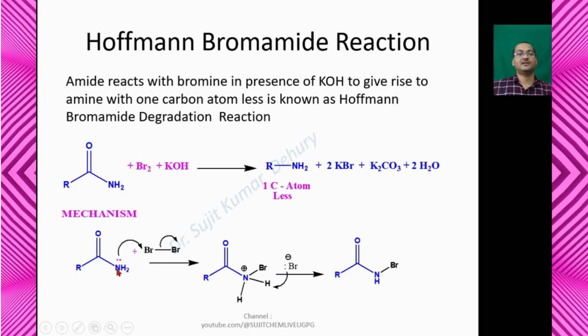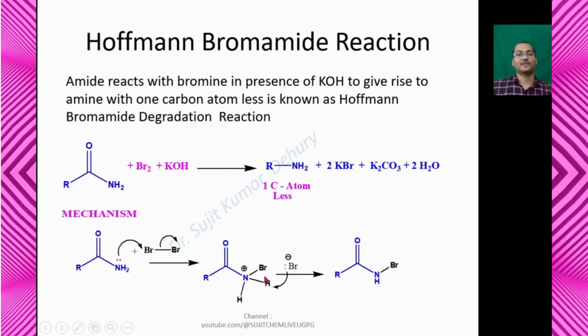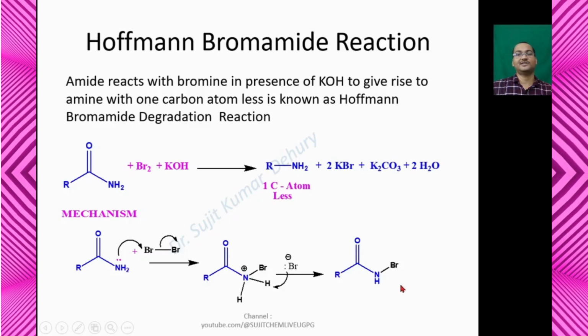Nitrogen has a lone pair of electrons, so it can act as a nucleophile. It will attack the bromine atom and the Br-Br bond will break on bromine. As a result you generate the nucleophile Br minus with both the electrons, and here you get the protonated form of NH2. Again this Br minus will attack this hydrogen and this N-H bond will break on this N plus. As a result you get RCONH-Br.